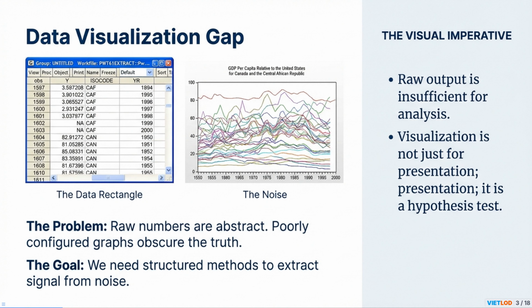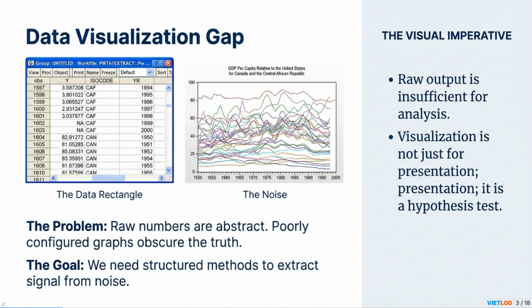This slide introduces the core challenge we often face, the data visualization gap. On the left, we see a raw data table, aptly called the data rectangle. While it holds all the information, it's abstract and difficult to interpret directly. Next to it, we have the noise, a poorly configured graph that, instead of clarifying, further obscures the truth. This illustrates our problem. Raw numbers are inherently abstract, and even graphs can be misleading if not done correctly. Our goal, therefore, is to develop structured methods to effectively extract meaningful signal from all this noise.